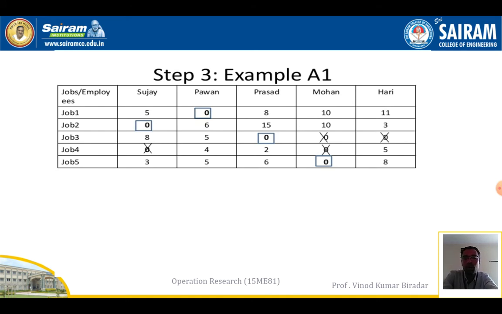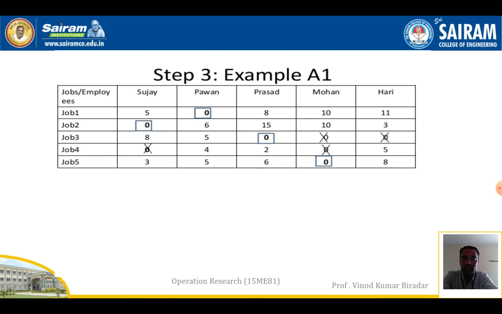What is the procedure for assigning the jobs? Each row and column should have only one 0 assigned. That is the main purpose, and the square box is the symbol for an assignment. For job 1, observe that row: only a single 0 is there, so assign it and draw a vertical line for Pawan. So Pawan is not coming into the picture for the other jobs.